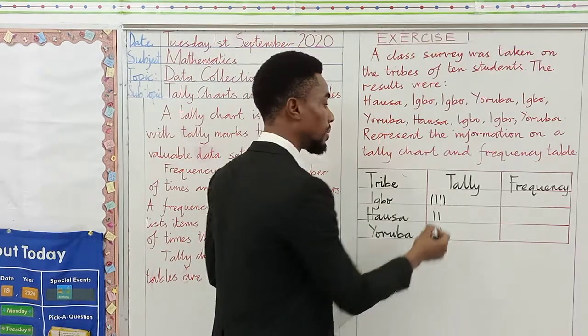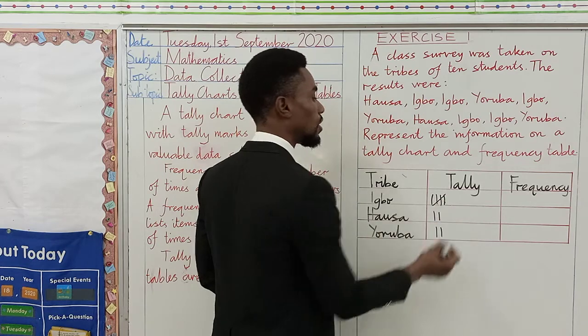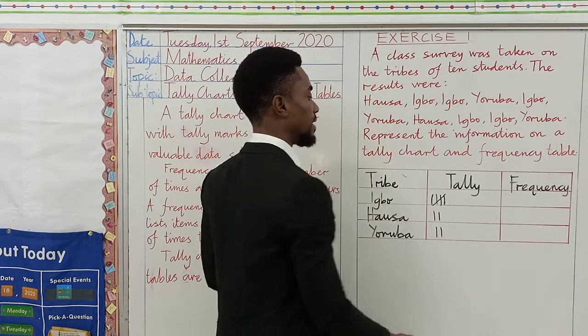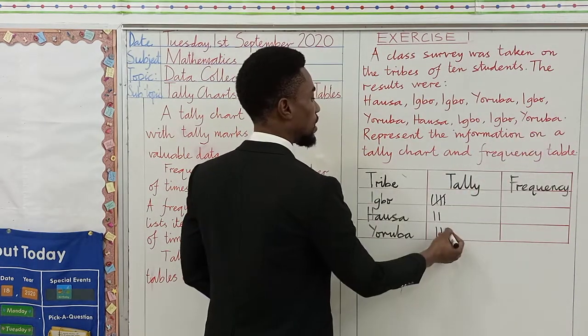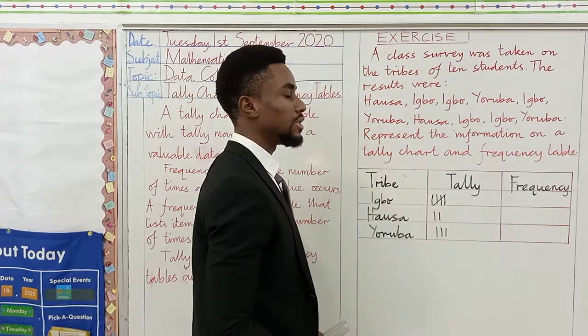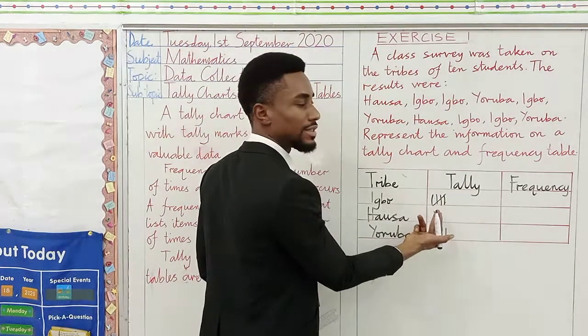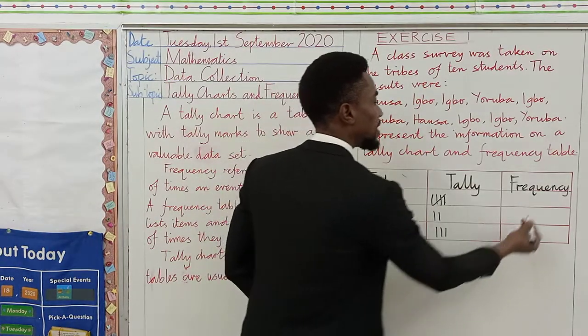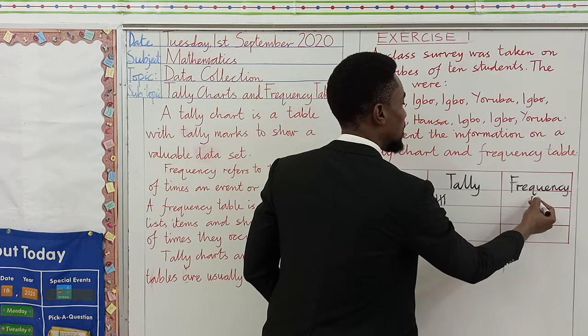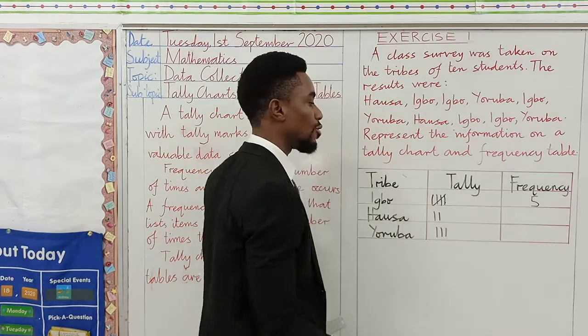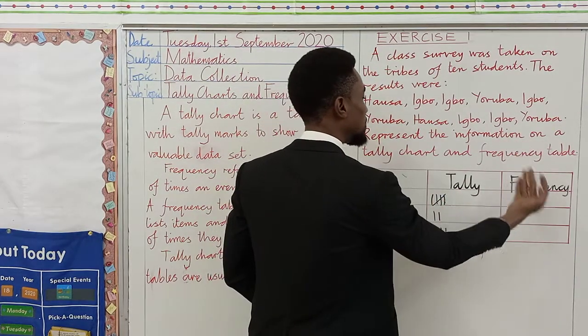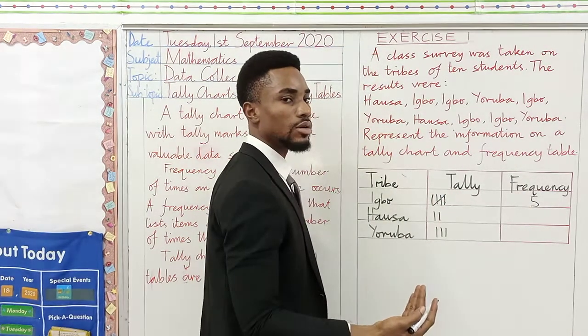So how do we group them? We draw a stroke like this. And then finally Yoruba, this. Now we finish the tally column. Let's move on to the frequency. Now, what does this stand for in tally? It stands for 5. So frequency basically means write out the number of times it appears, or the representation of the tally in numbers or digits.